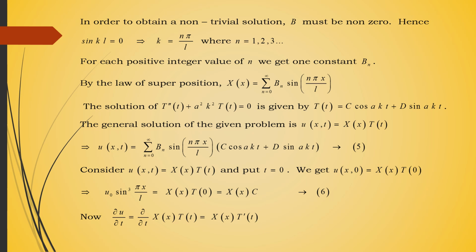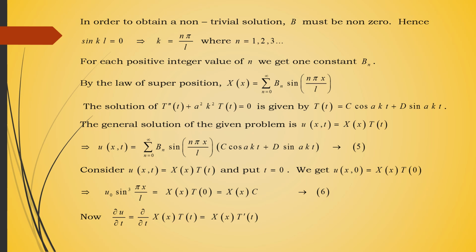Now let us substitute X(x) and T(t) in the solution. Then we obtain u(x,t) = summation, n runs from 0 to infinity, Bn sin(nπx/L) times (C cos akt + D sin akt).